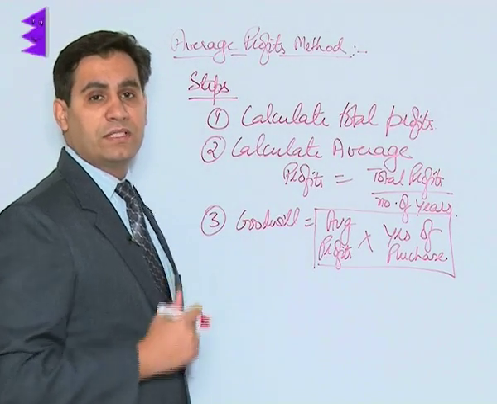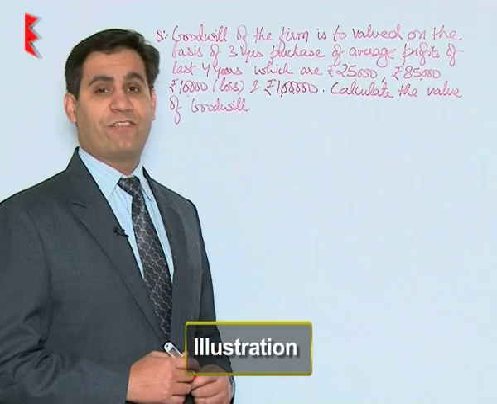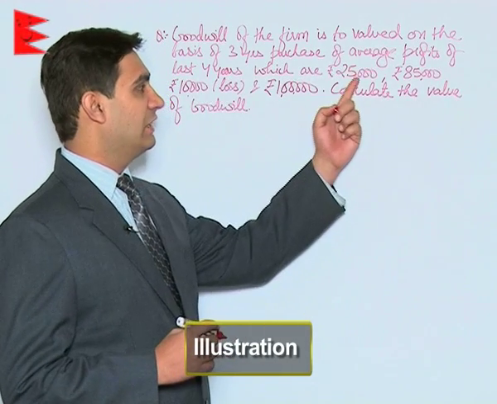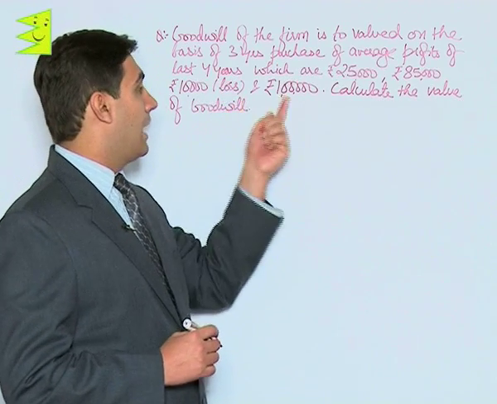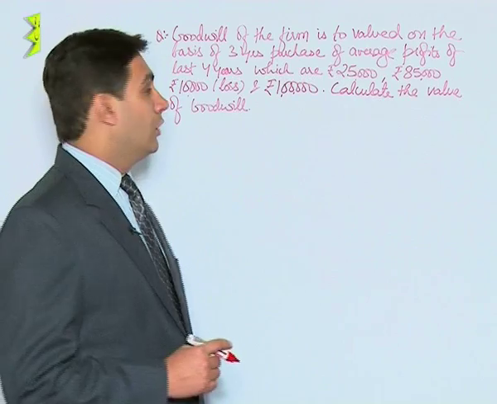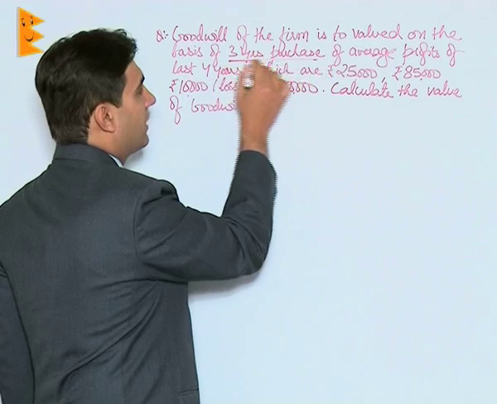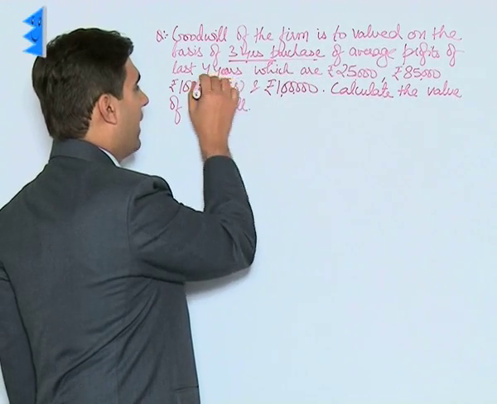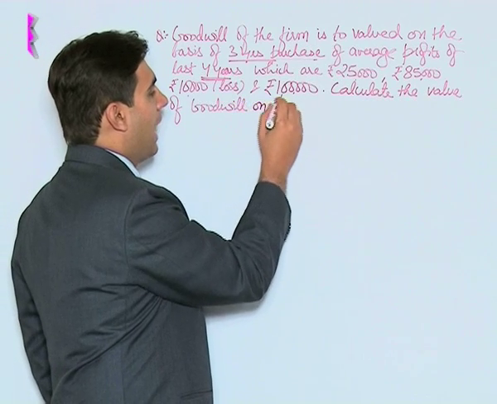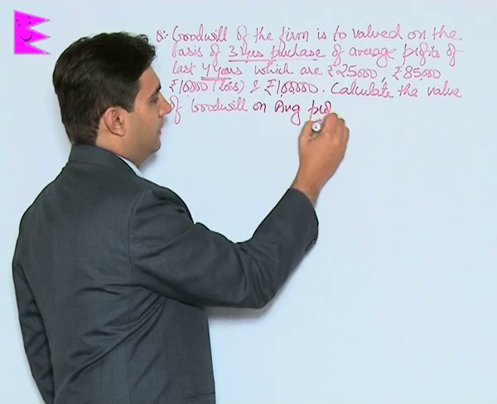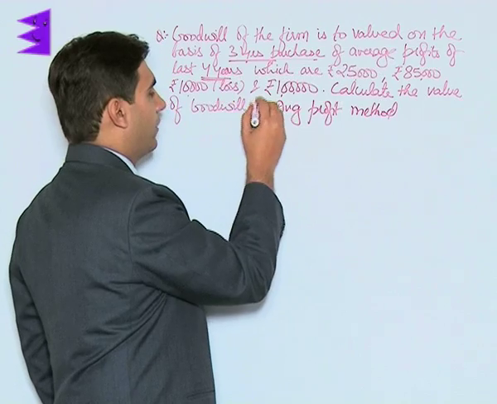Let us take a few examples to understand this. The goodwill of a firm is to be valued on the basis of 3 years purchase of the average profits of last 4 years, which are 25,000 profit, 85,000 profit, but 10,000 it is clearly mentioned it is a loss, and 1 lakh profit for the last year. Now students, in this case it is valued on 3 years purchase. So years of purchase are 3 and the average profits are for 4 years. So calculate goodwill on average profit method.